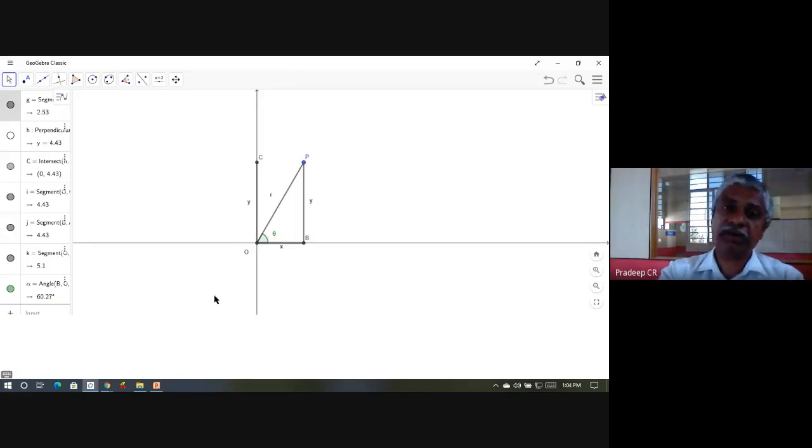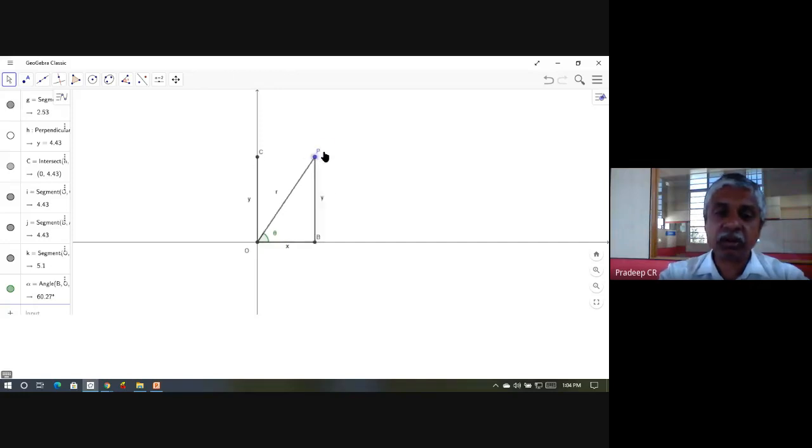Now the reverse, which means if you give me R and theta, can you find X and Y? Of course I can do that, because you look at this right angle triangle and see what is cos theta. Cos theta is by definition adjacent side by hypotenuse. Here adjacent side is X, hypotenuse is R. So cos theta is X by R, which means X is equal to R cos theta. That means this length OB is OP times cos theta. So X I know in terms of R and theta, R cos theta.